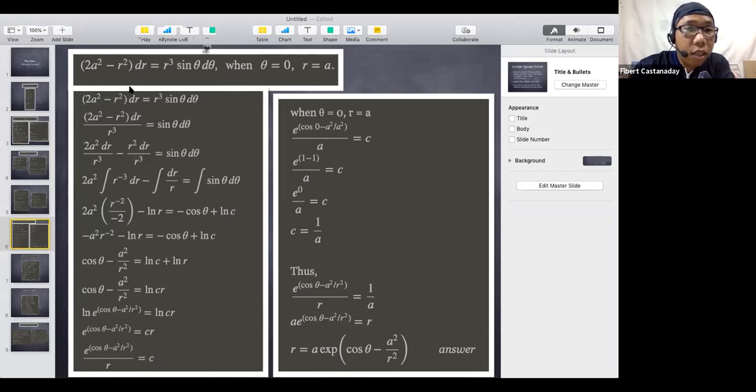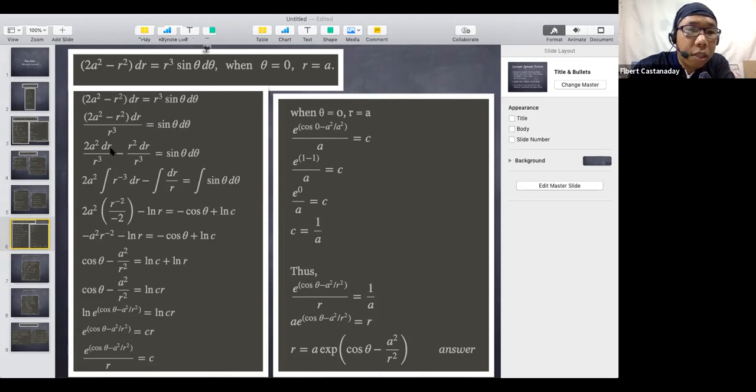On the left-hand side, this is already a pure function of r, right? On the right-hand side, you have a function of theta multiplied by r cubed. So what you need to do is remove r cubed on this side of the equation. We divide both sides by r cubed, giving us this resulting equation. Now the right-hand side is a pure function of theta, sine theta d theta, and the left-hand side is a pure function of r. Now we can divide each term by r cubed. That's why we have these two terms here.